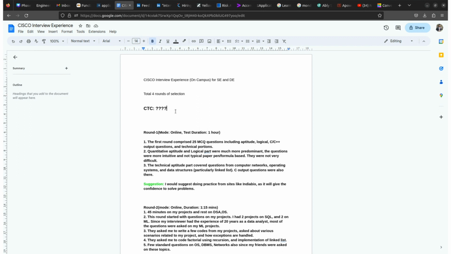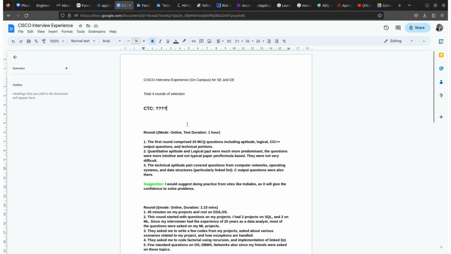Suppose if you are in LPU, Lovely Professional University, then it might be high. But if you are in a Tier 3 college or Tier 4 college, then it can be as low as 12 LPA also. While moving to round one, the round one will be your online test, which takes around 1 hour.